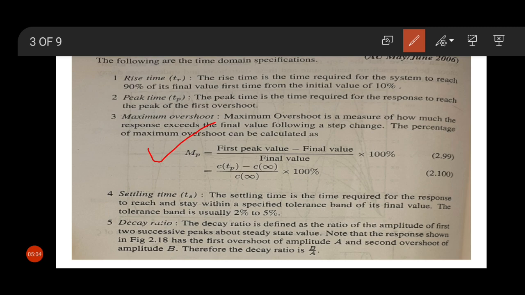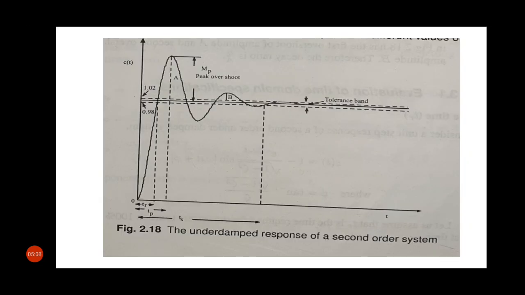Now settling time. What is settling time? The settling time is the time required for the response to reach and stay within a specified tolerance band of its final value. The tolerance band is usually 2% to 5%. So this is our settling time.